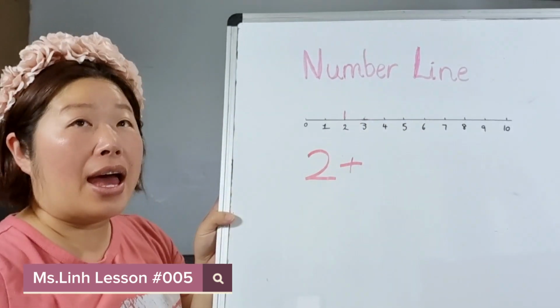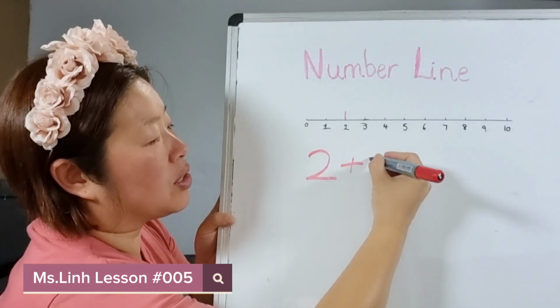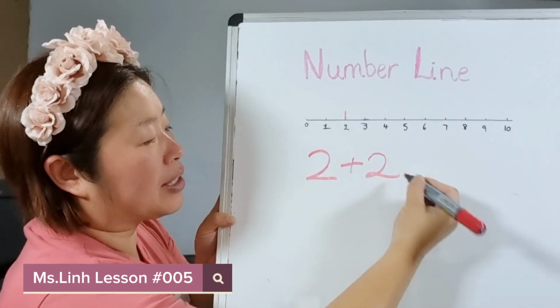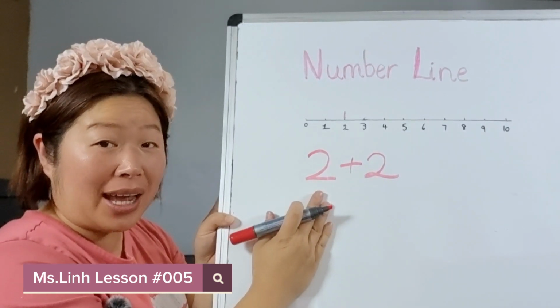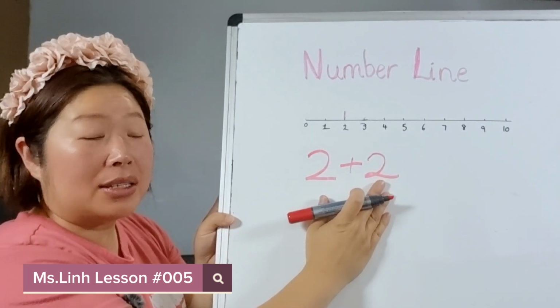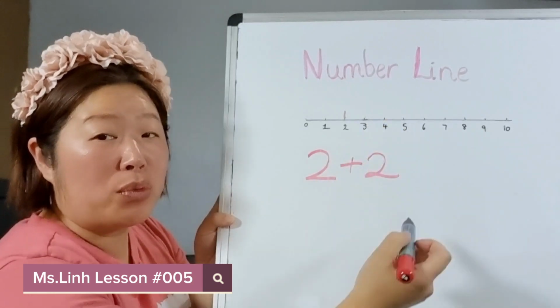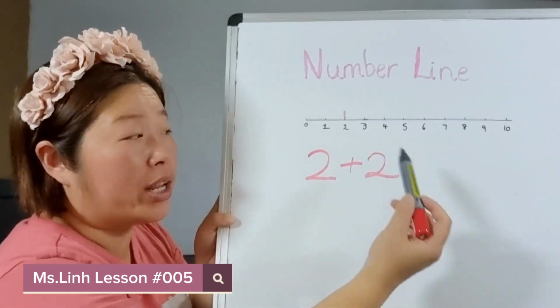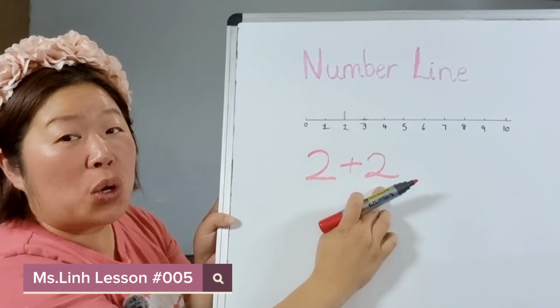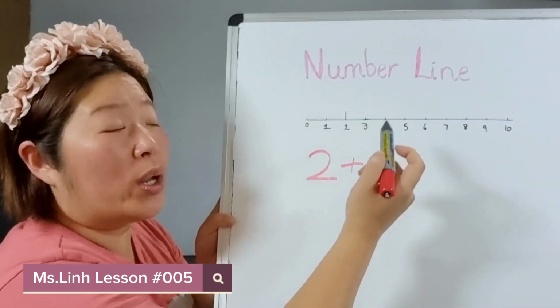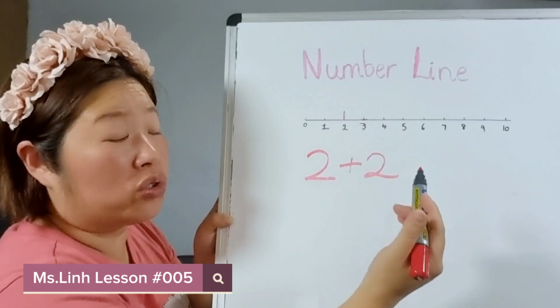Let's say 2. This time it's 2. So 2 plus 2, yeah? So this first number tells you where to start. This number tells you how many moves you need to move forward on your number line. So say plus 2. So we're going to move forward 2 numbers and then we stop.